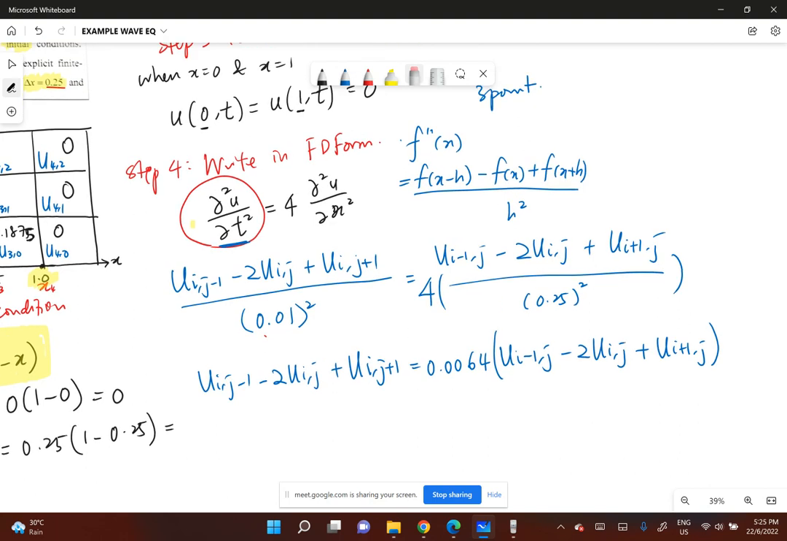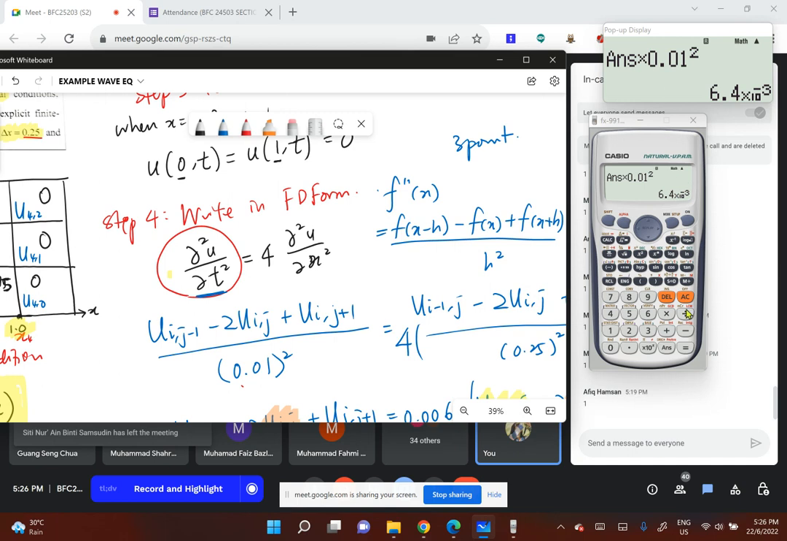Then I have to bring this one, put this one to the left and the rest put to the right. So u_i,j+1 equals, so the u_i-1,j, we only have 1. So it becomes 0.0064 u_i-1,j. And then continue with u_ij. Sini ada u_ij, sini pun ada u_ij.